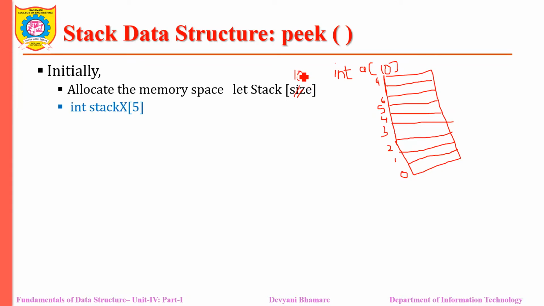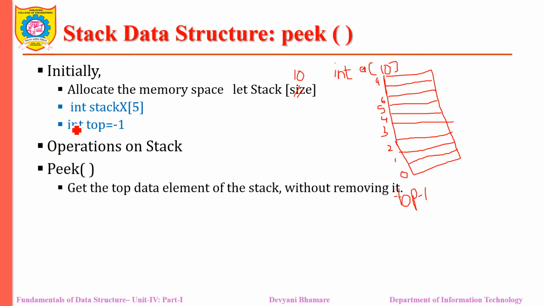Then what do we need to do? In this example, we have declared the stack X of 5 elements; instead of E, let's say we have declared the stack X consisting of only 5 elements. Then we can say that top is equal to -1, which indicates that the stack is empty. So initially our top points to -1, which means the stack is empty. Then we perform the operation peek.